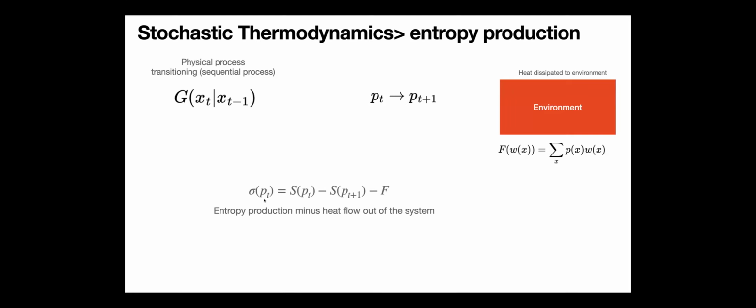On top of this, you also need to consider entropy production. You can think of entropy production as essentially the entropy change minus the heat that is flowing out of your system. In stochastic thermodynamics, the heat, which is F here, is just a linear function. Depending on what state you are in, this function W describes how much heat in that particular state will be given to the environment.